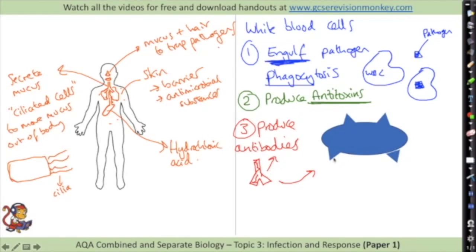So this is the antibody, and this which is stuck to the pathogen, for example this could be bacteria, well these on the outside are called antigens. When the white blood cells release lots of antibodies, they will go and fix onto the antigen like so, and they will be an exact fit, and what that will then do is signal to these other white blood cells to come down and do phagocytosis and engulf that bacteria.